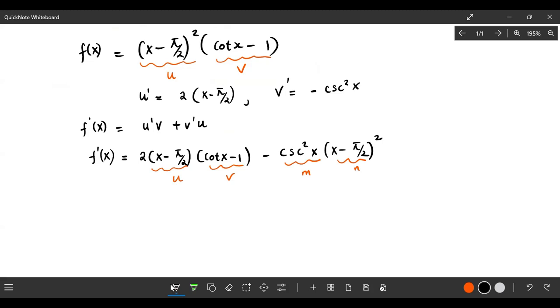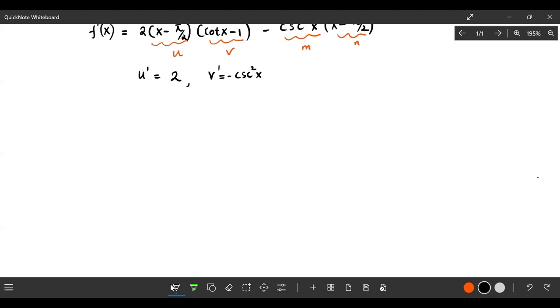So what is our u prime? Our u prime for this one will just be equal to 2. If you want, you can expand 2x times that and differentiate, and you're just going to end up with 2. Our v prime still remains negative cosec squared x for this one. Now here, what is our M prime? What's the derivative of cosec squared x? We need to find out.